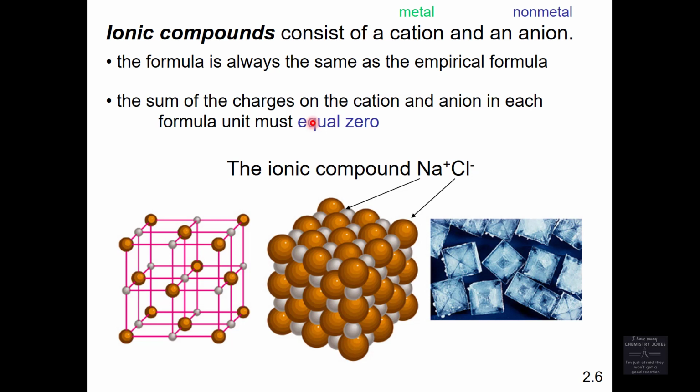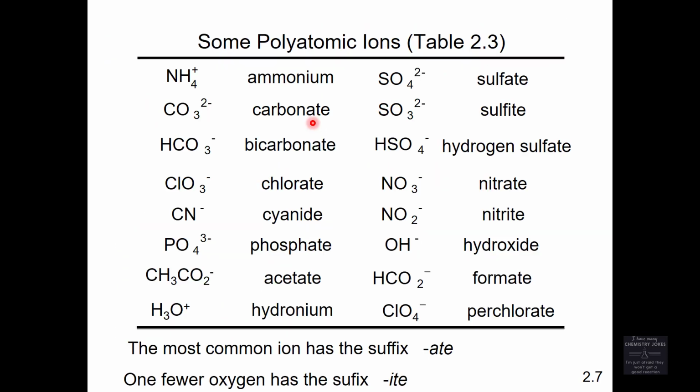In order to make sure their charges cancel out completely, you need to be familiar with the periodic table charges, as in lithium is always a +1, calcium is always a +2, fluorine is always a -1. You need to be familiar with periodic table charges, like we just discussed, but you also need to be familiar with polyatomic ions and their charges and their names.